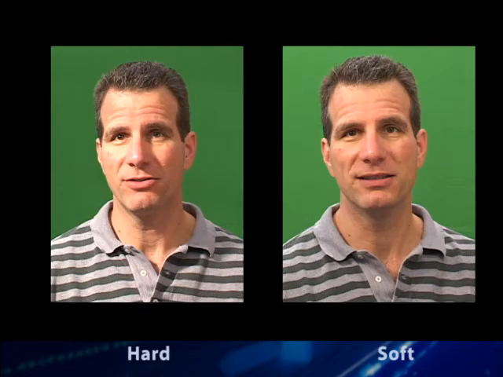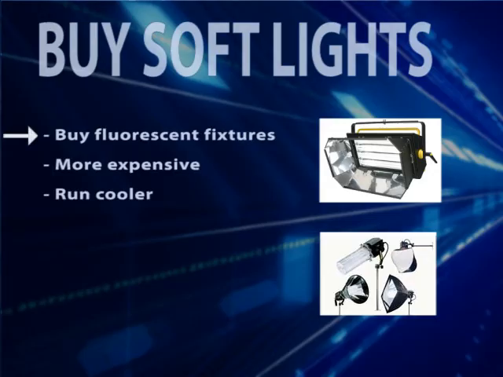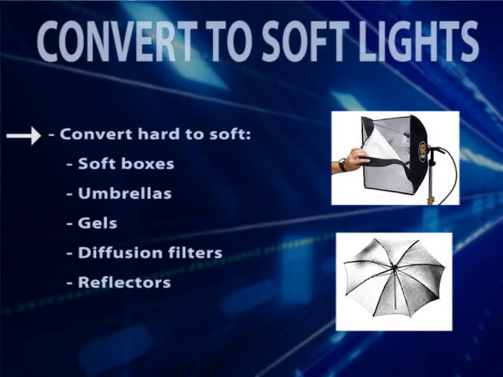Hard lights create a very distinct, well-defined shadow, like that on my left face and neck in this video. In contrast, soft lights are more diffused and light the scene with minimal or no shadows, reducing the contrast range. Hard lights are generally tungsten, halogen, or other incandescent lights, which makes them small and portable and inexpensive, but they generate lots of heat. You can either buy soft lights, which are generally expensive fluorescent systems that run much cooler than hard lights, or you can convert hard lights to soft lights with softboxes, umbrellas, gels, diffusion filters, or reflectors.